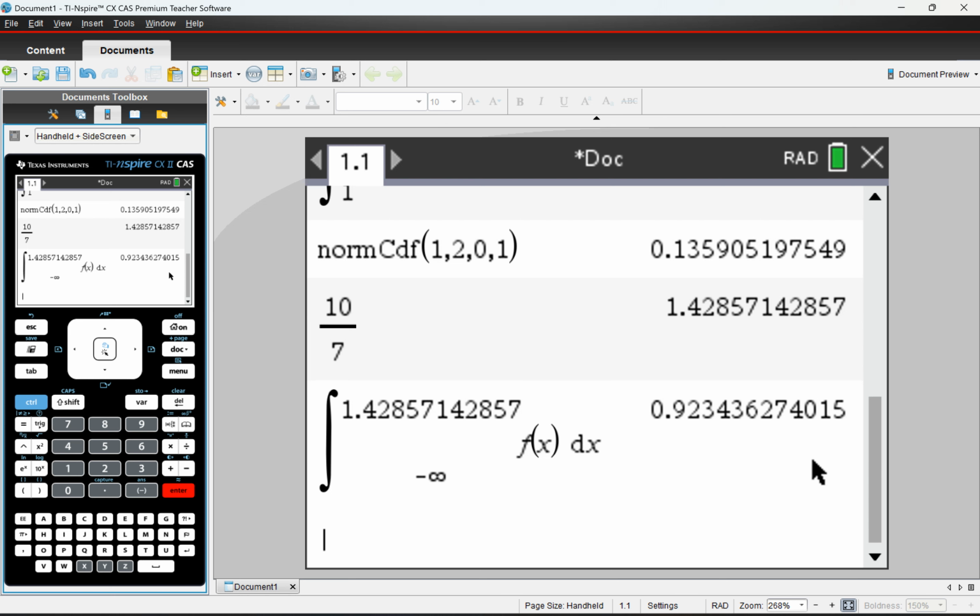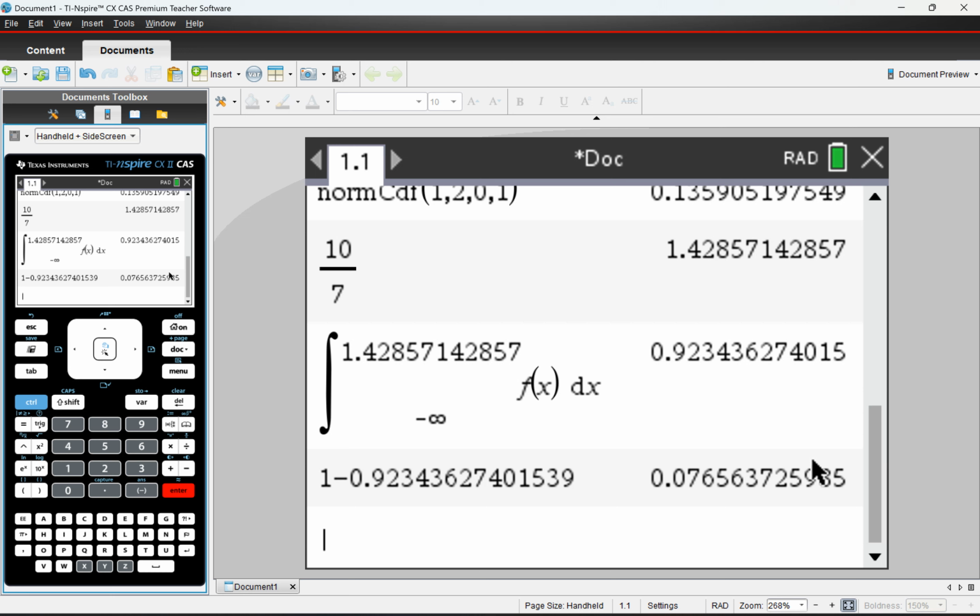So if you want to work backwards to get 40 and above, you do one minus that. That's the opposite of that. You'd have to be in the top 7.6% of the state. That's where the stats come from when we say it. But you didn't have to do the integration by hand. You could have done norm CDF as well.